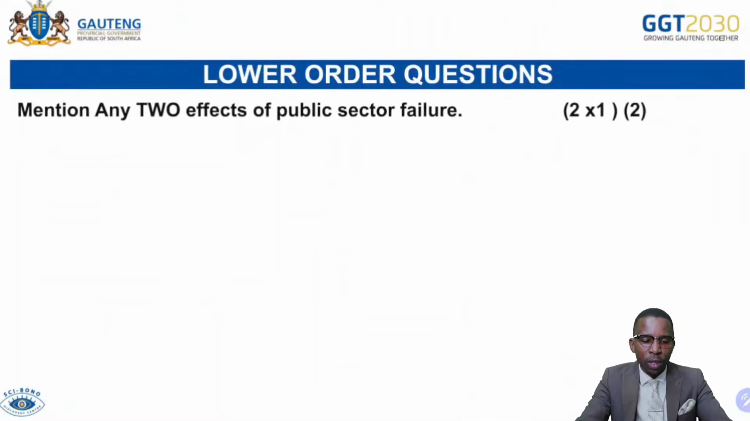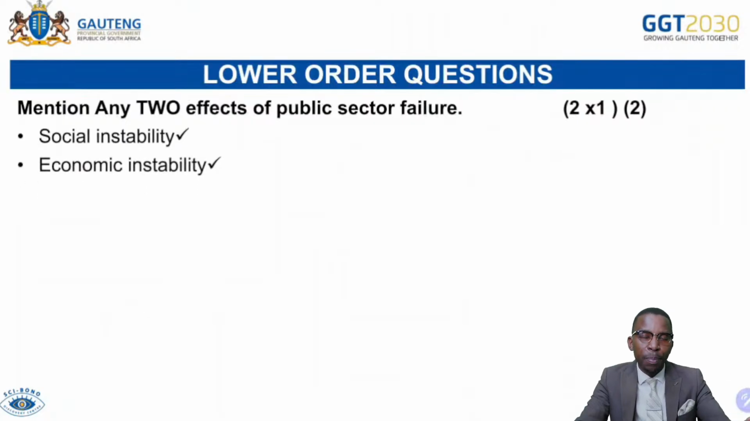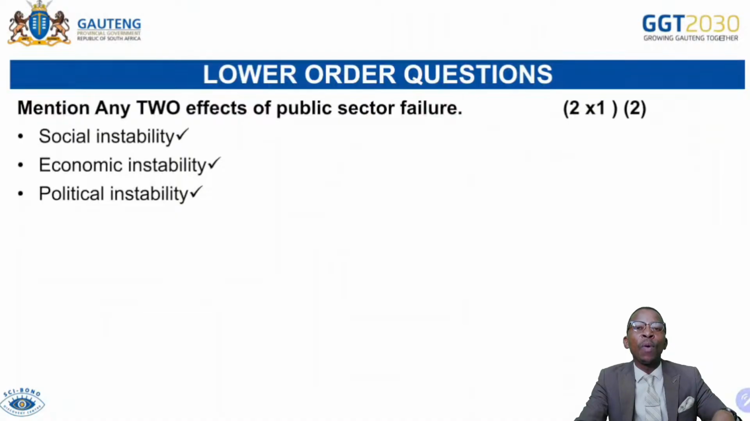And then we continue. Mention any two effects of public sector failure. So should the public sector fail, what happens? There will obviously be social instability, economic instability, and political instability. Now, you have to understand what is meant by the public sector failure. So that is also important. You can't just answer the question without knowing the main content in there.